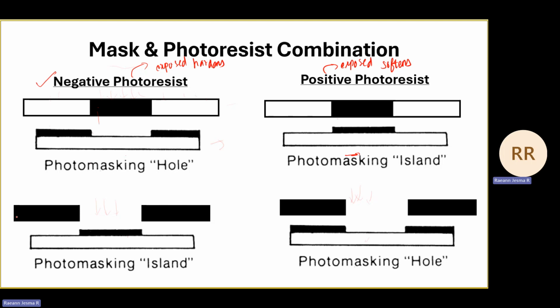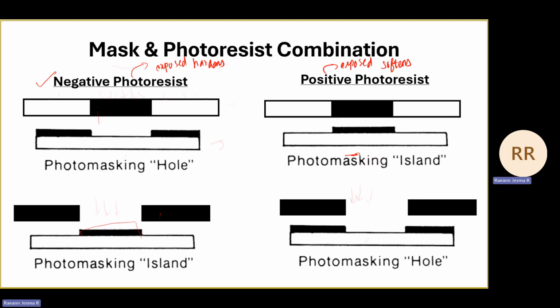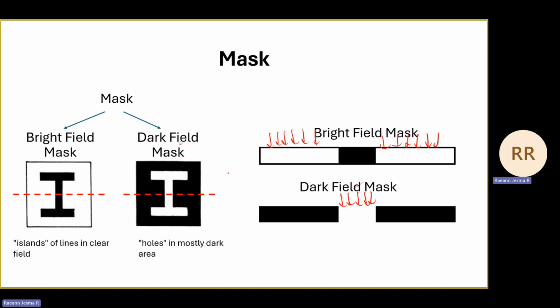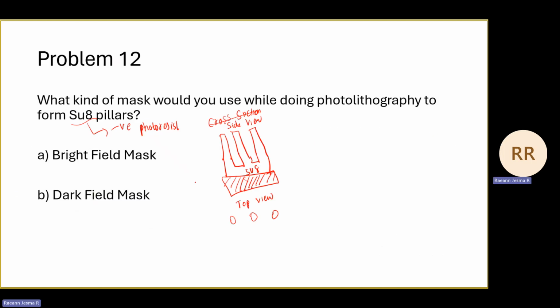So if we have a dark field mask like this, then we'll have a pattern like this, right? Where we have some particular structure along this. Interchangeably we can use the other, but what kind of pattern you make on your mask is also important. So in the case of SU8 pillars, if you look at the top cross section, it looks like this, right? We need some regions like this.